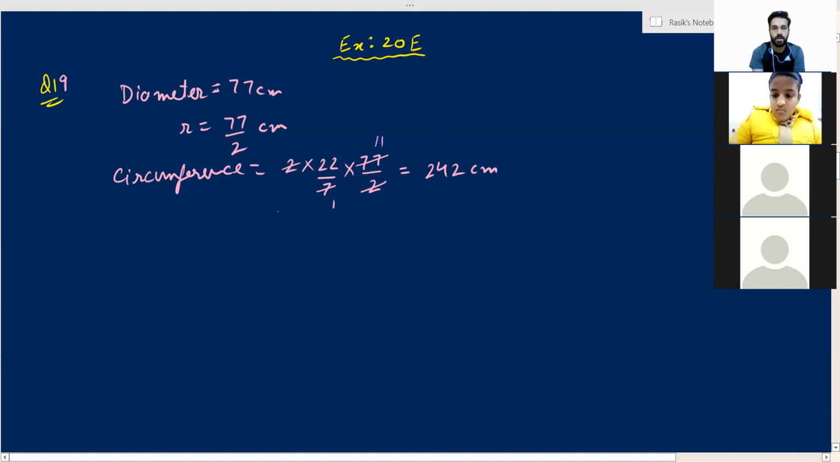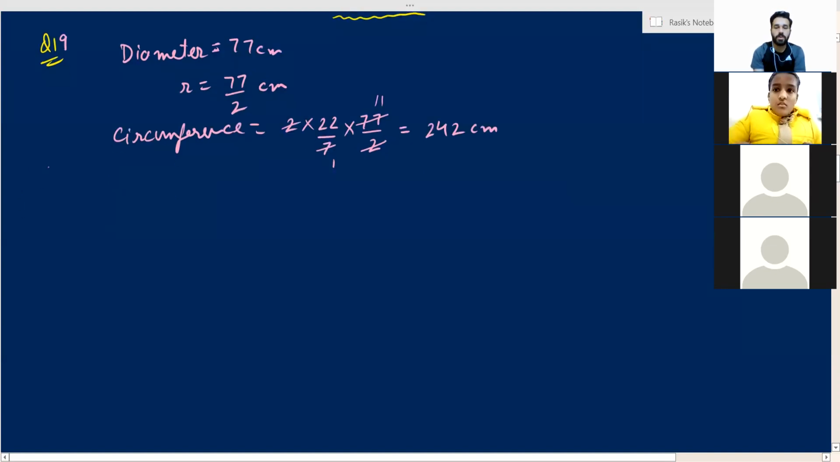Okay, now this is the circumference. That means the distance covered in one rotation. We have already calculated it. Now the total distance that is to be covered is given in the question. What is the total distance that is to be covered? It is 121 kilometers.